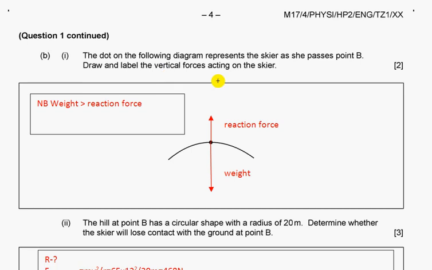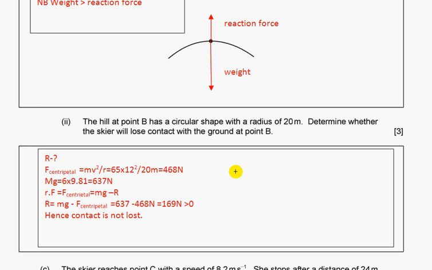The dot on the following diagram represents the skier as she passes point B. Draw and label the vertical forces acting on the skier. Because we have circular motion, the resultant force should be down. So mg, which is the weight, acts downward and is greater than the reaction force. So I labeled the reaction force and the weight. One arrow, another arrow.